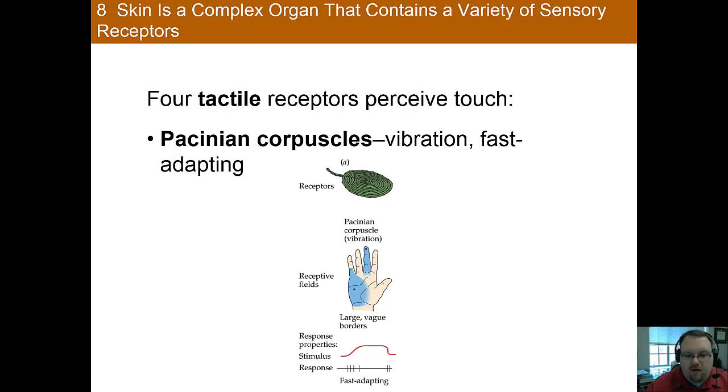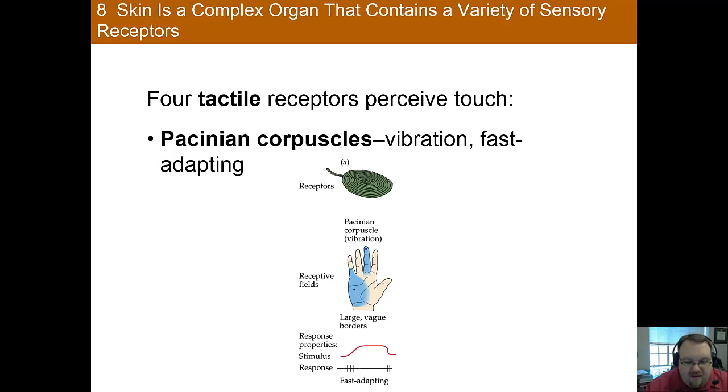Now there are 4 types of tactile receptors that perceive touch, and as you'll see, each perceives touch in a slightly different way. When they all come together, they give us the full sense of tactile sensation that we all know and love. So the first one are Meissner's corpuscles, and these are important for sensing vibration and pressure.